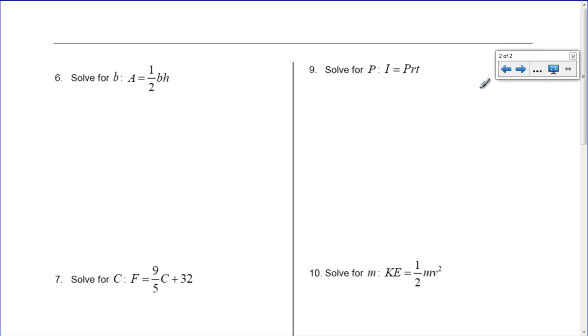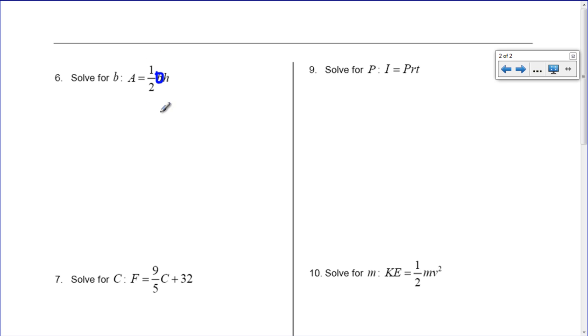So now we're going to talk about some literal equations where they give you an equation with several variables, and they ask you to just solve for one of the variables, which means get that variable by itself. So number 6 here wants us to solve this equation, A equals 1/2 BH, which is the area formula for a triangle, by the way, for B. So they want us to get this B all by itself. So I've got to get rid of everything else that's with the B.